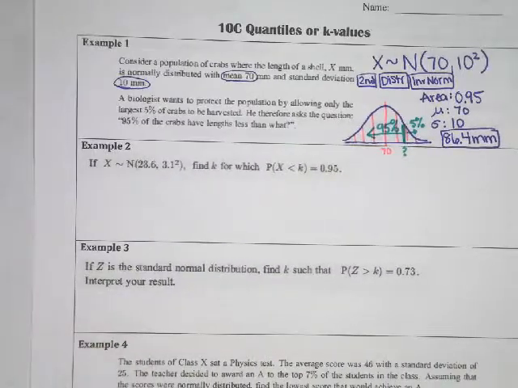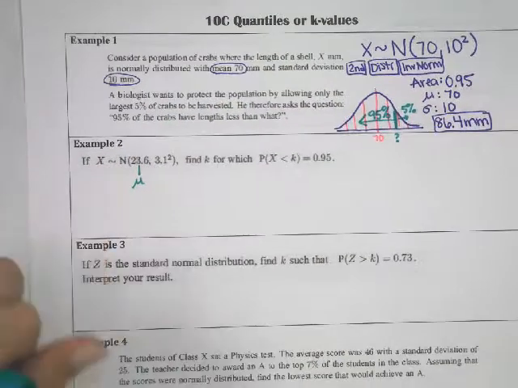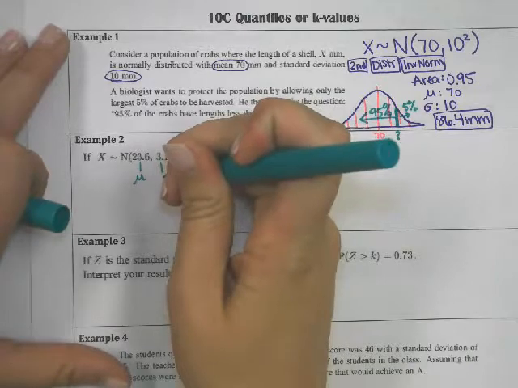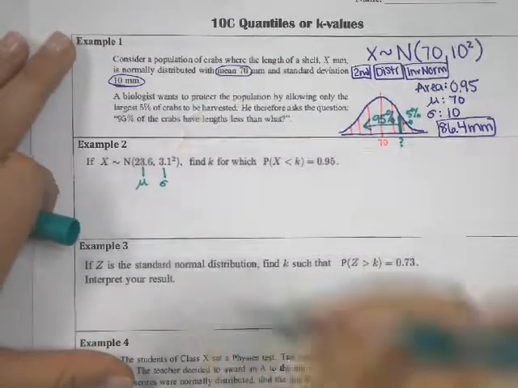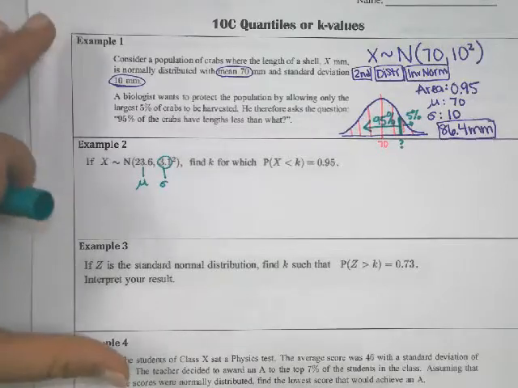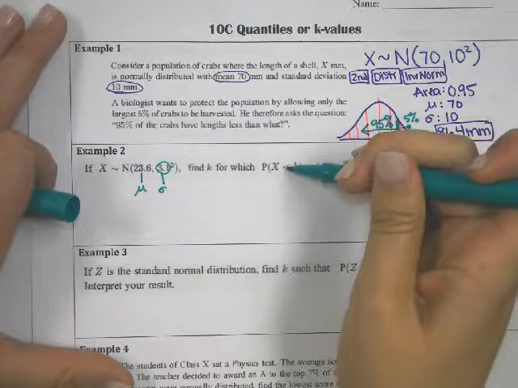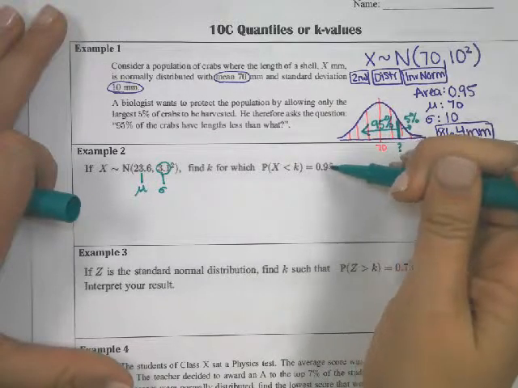Okay. All right, example 2. So they give it to us in this notation. Remember, the first number is your mean. I'm calling it mu here. Our standard deviation sigma is that 3.1 value. They want us to find k, for which the probability of our variable being less than k is 95.